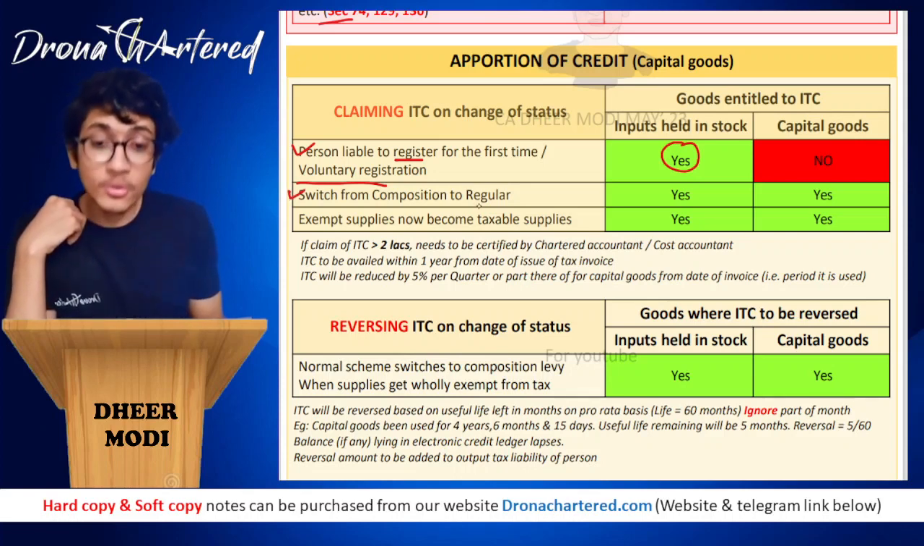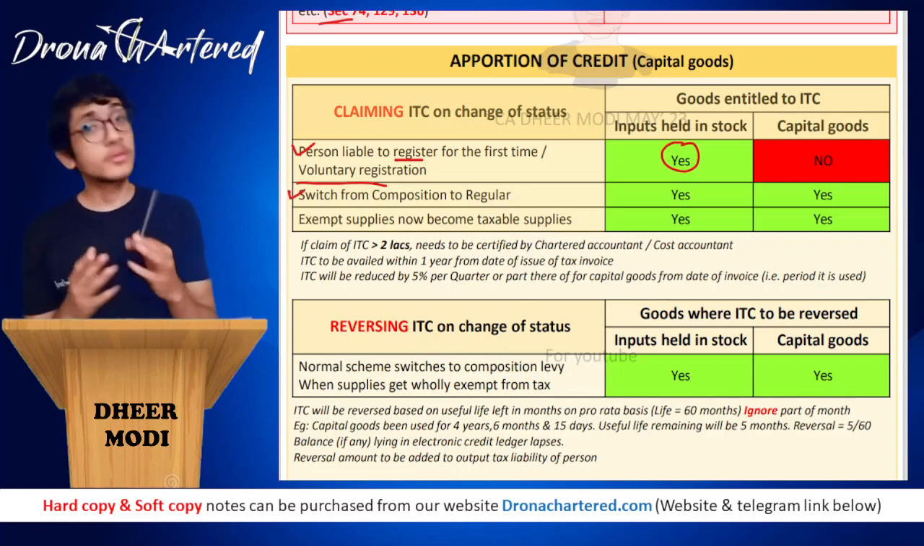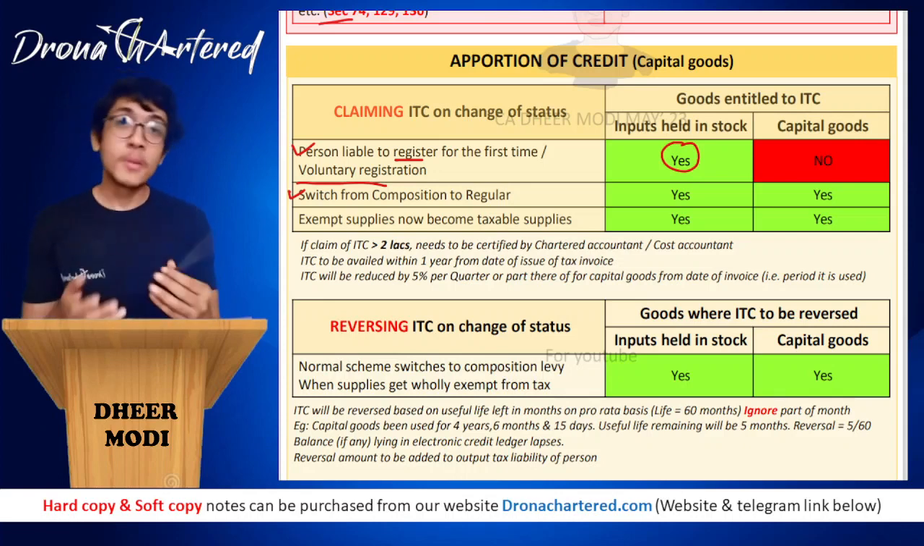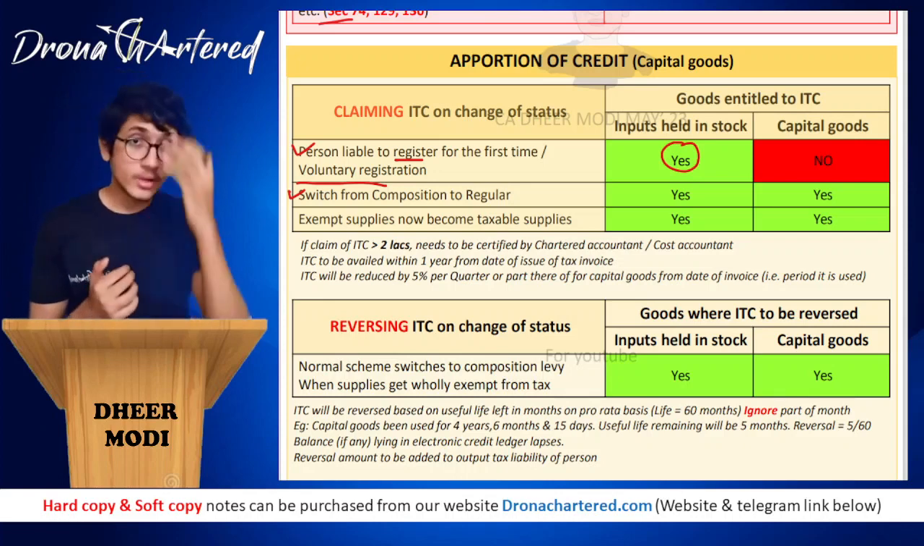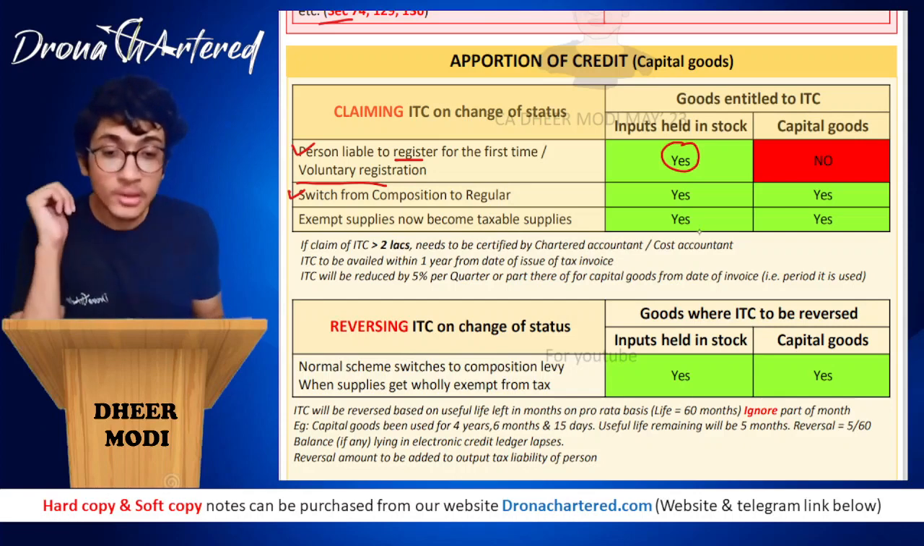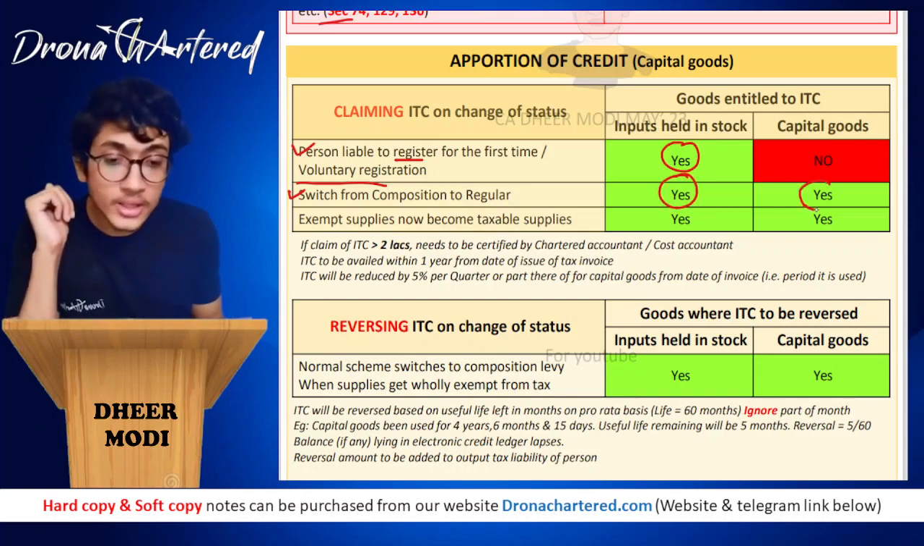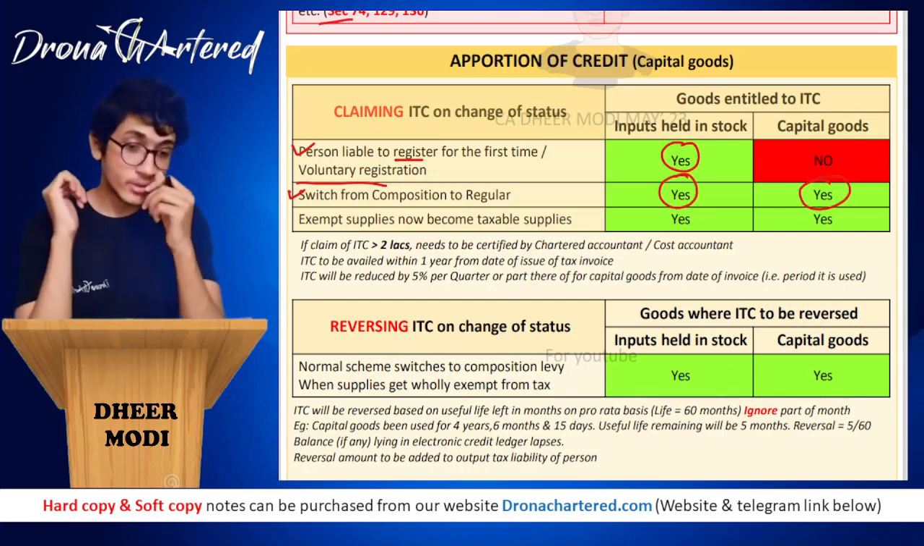Next is switch from composition to regular. Now under composition, there was no concept of ITC. But when you're shifting from composition to regular, now you'll be getting ITC, correct? So therefore, you will get ITC on both your inputs and your capital goods. You will get ITC on both of them.